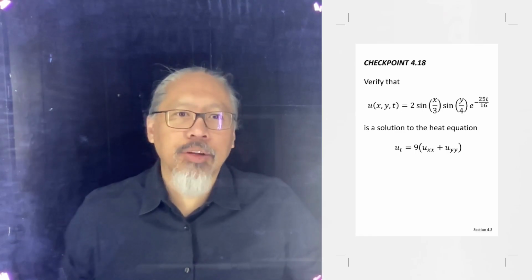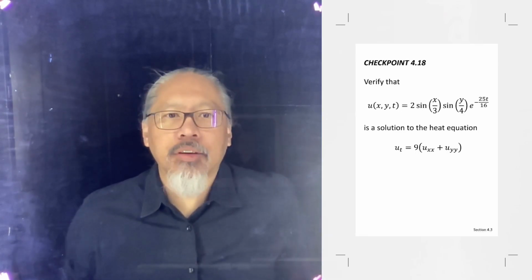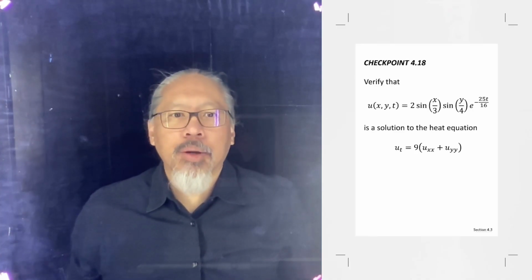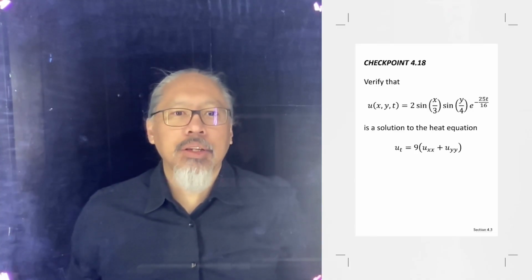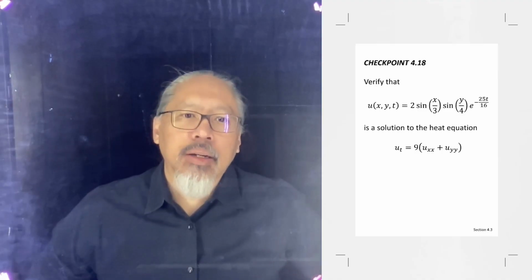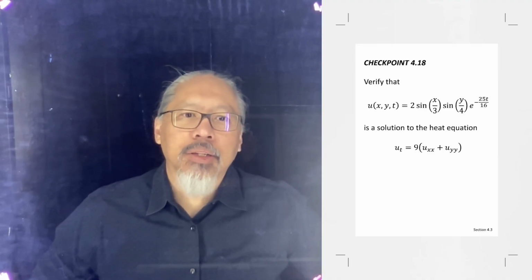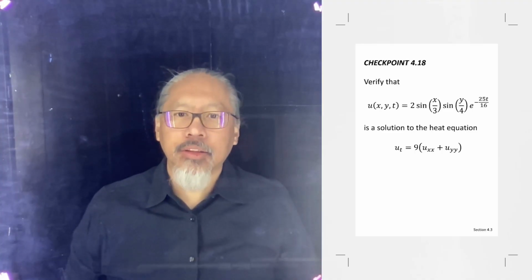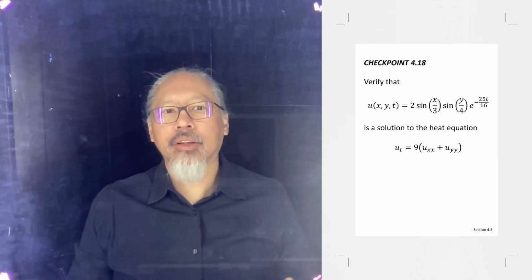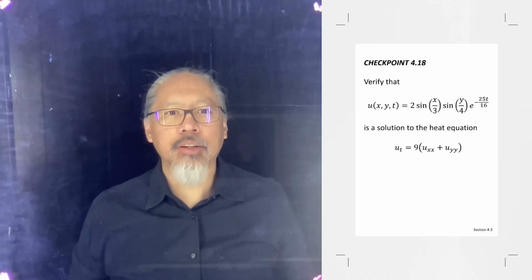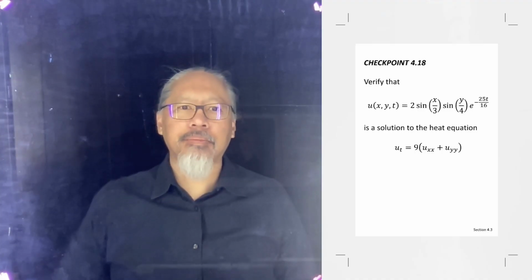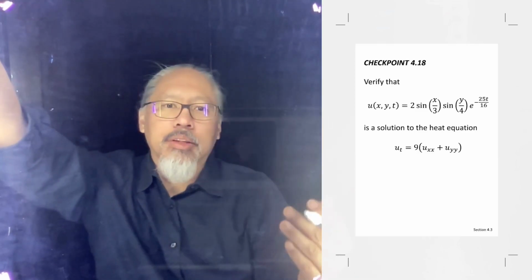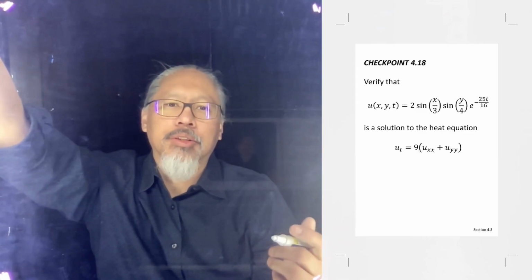Hello, this is checkpoint 4.18. They want us to verify that this function is a solution to the partial differential equation, the heat equation, u sub t equals 9 times (u_xx plus u_yy). What we'll do is take those derivatives and put them into the equation to see if they are equal to each other, and that would show that this is in fact a solution.